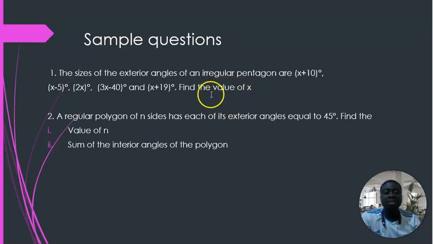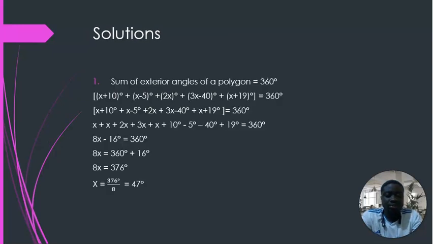So we have to solve this. Then the second question: a regular polygon of n sides has each of its exterior angles equal to 45 degrees. Find (i) the value of n, then (ii) the sum of the interior angles of the polygon. So let's start solving them. They are very simple.